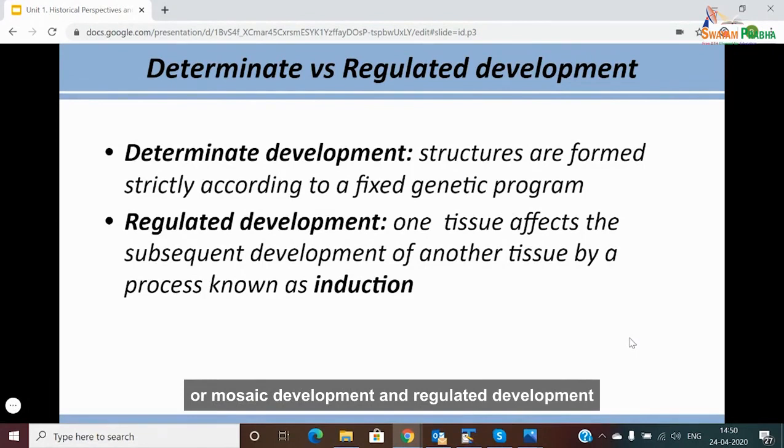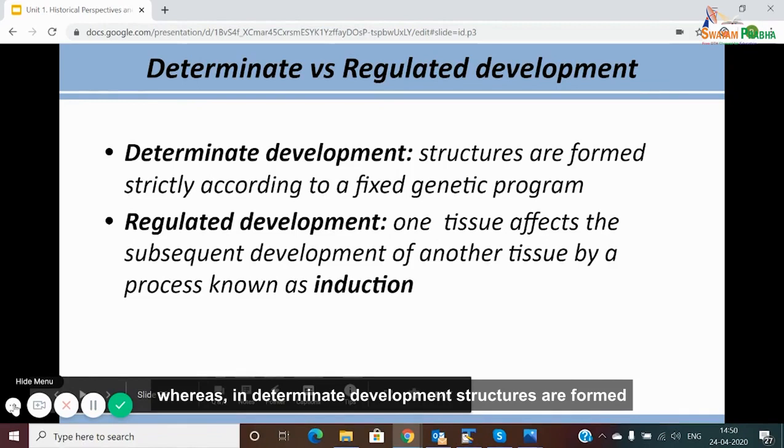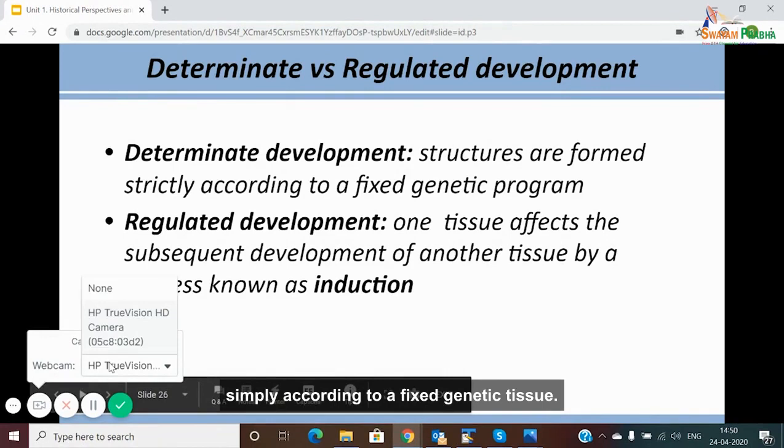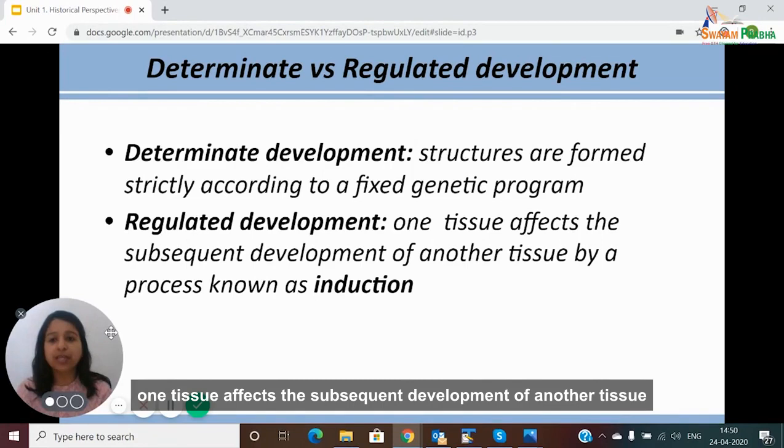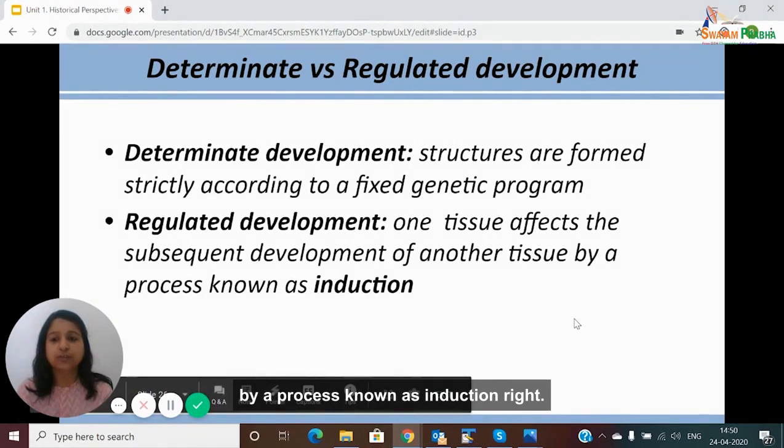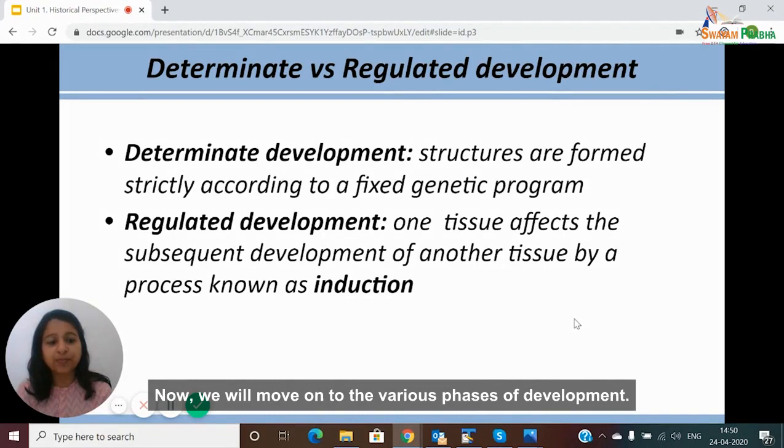Whereas, in indeterminate development, structures are formed simply according to a fixed genetic tissue. Whereas in regulated development, one tissue affects the subsequent development of another tissue by a process known as induction. Right? So this was all about the history of early development. Now we will move on to the various phases of development.